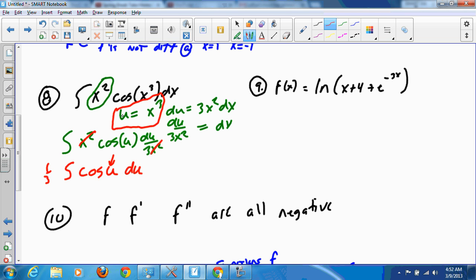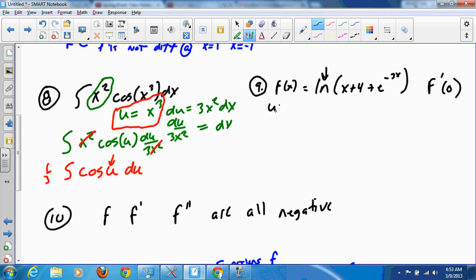Okay. Number 9, they're asking us to take, I didn't finish writing this problem out, they're asking us to take the derivative and evaluate it when x is 0. So you just have to remember your derivative rules.